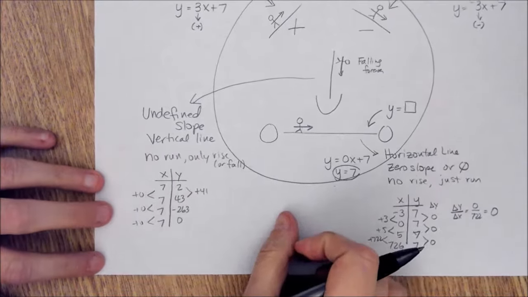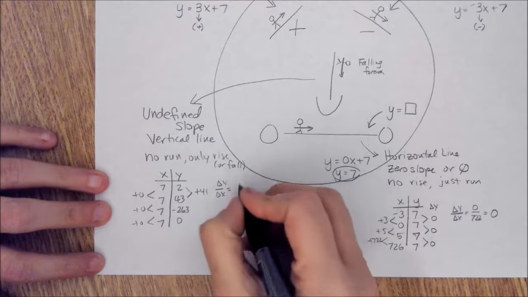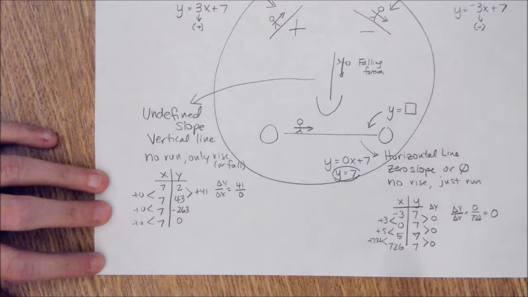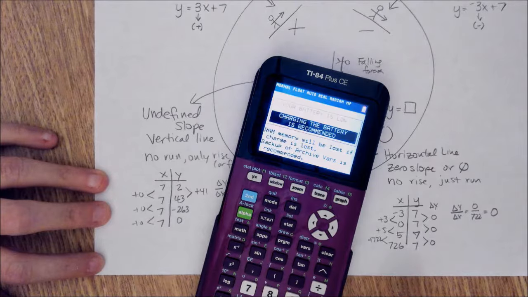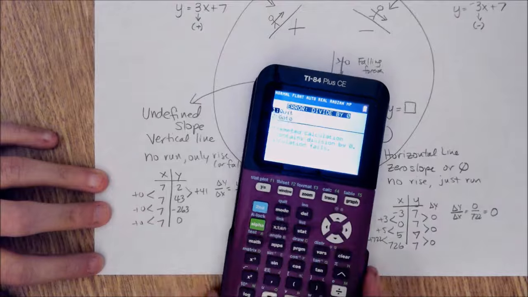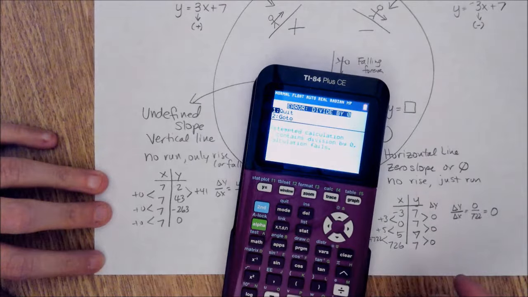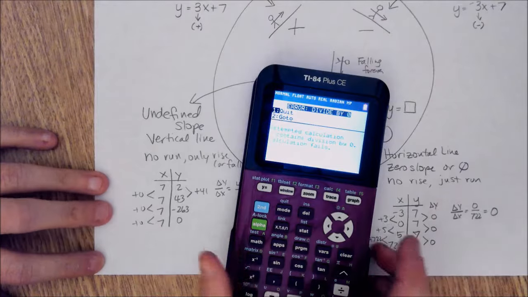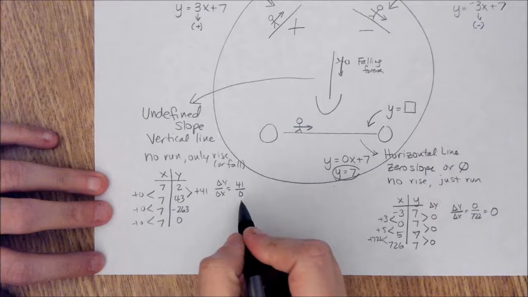Okay, now, when I look at this, if I take my delta y over delta x, I get 41 over 0. And when I put that into my calculator, it's very angry with me right now. Okay, 41 divided by 0, I get error, divide by 0. Attempted calculation contains division by 0. Calculation fails. So my calculator is actually telling me, you can't do that.